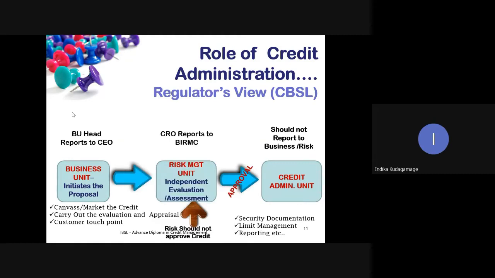I showed you the three lines policy, which is the business line, risk, and internal audit, right? Similarly, the regulator, CBSL, and even the BCBS, the Basel Committee on Banking Supervision, both say the same thing. One unit should bring the business. Business canvassing and evaluation can be done by one unit. But there has to be another eye which independently looks at the credit before approval. Then once it is approved, whoever is approving should not be involved in system booking and disbursement. So this is segregation of duties, right?